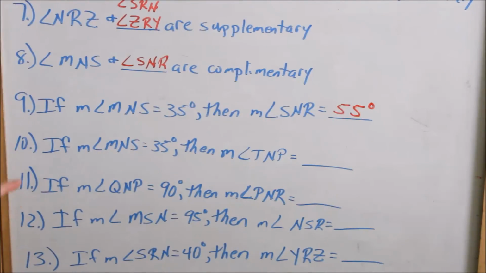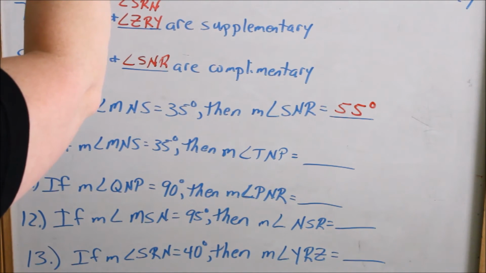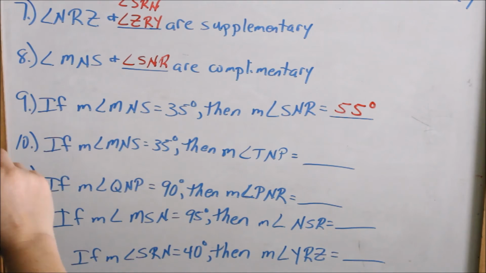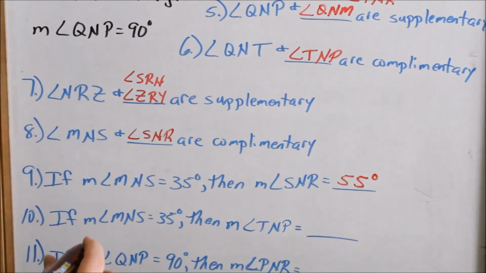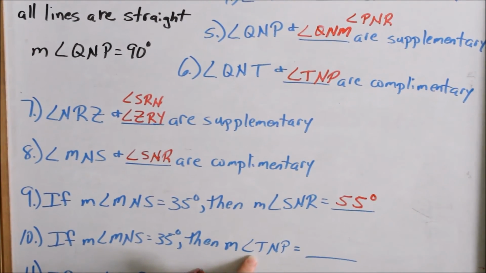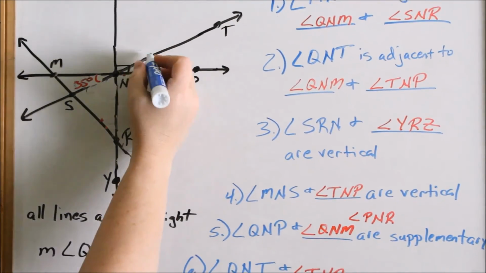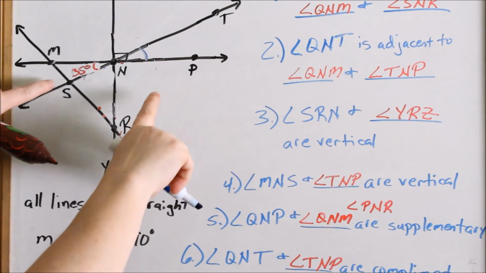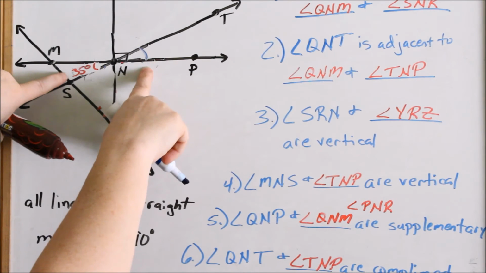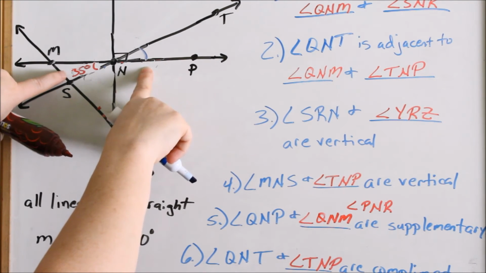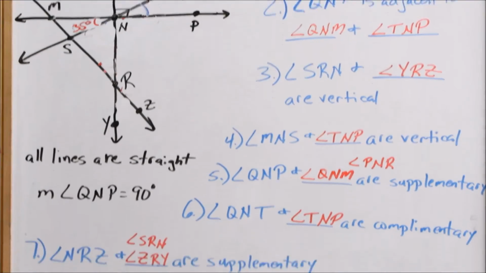Okay, number 10, if angle, let me erase those. If angle MNS is 35 degrees, that was the same one we were already working with, then what is angle TNP? Okay, angle TNP is the one in blue. What do we know about these two angles? They are vertical angles. They are across from each other, opposite each other. They form a V. Vertical angles are congruent. Congruent means exactly alike. So if this is 35 degrees, then that is 35 degrees.